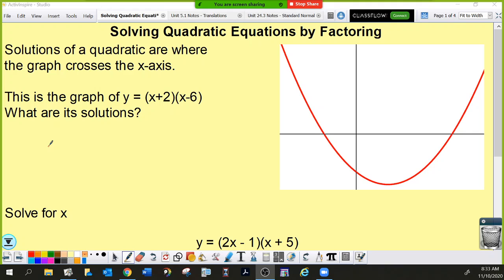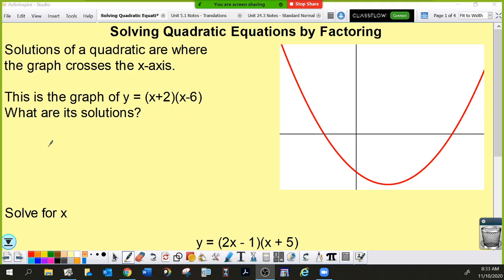Well, we have really already done this last chapter when we were graphing all the different forms of quadratics. When we graphed intercept form, the most important thing that we found was the x-intercepts. Those are actually known as the solutions. So what we're going to be doing today is taking quadratics that are in standard form, factoring them to bring them to intercept form, and then just finding the x-intercepts. That means solving for x.